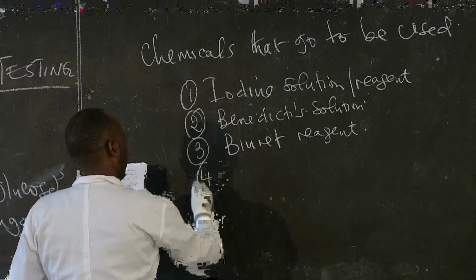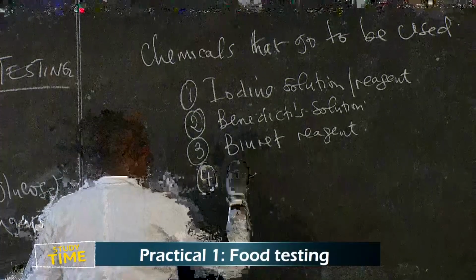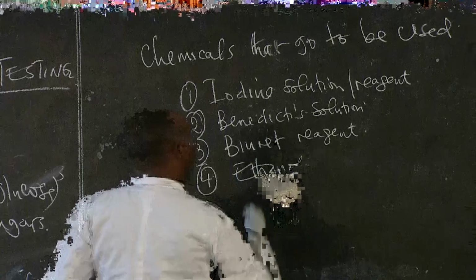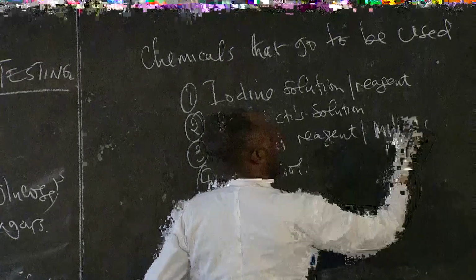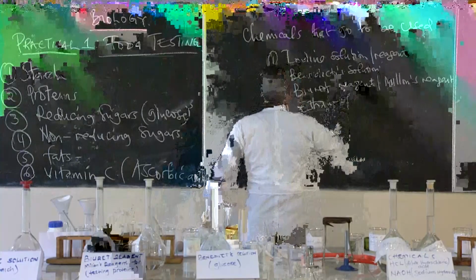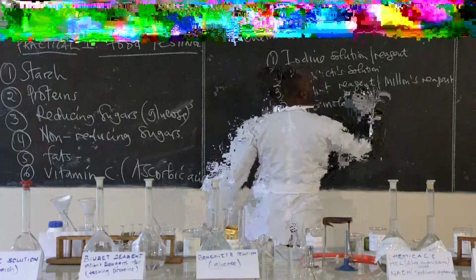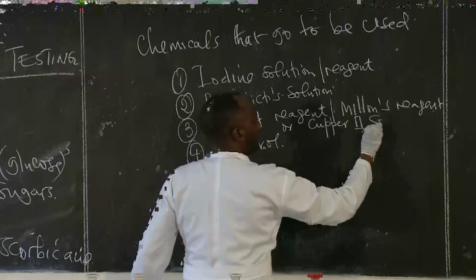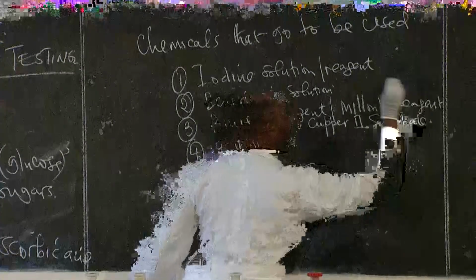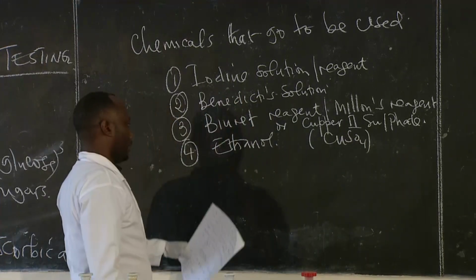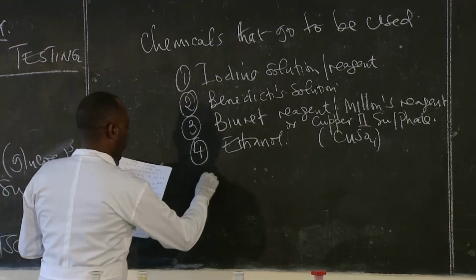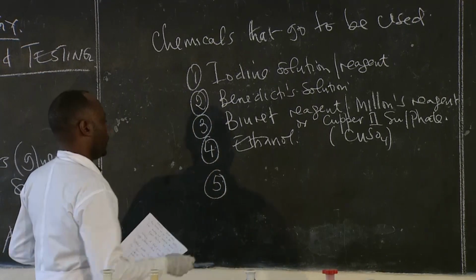Number four, we're going to be using ethanol. Number five, here on biuret, we can use biuret, we can also use Millon's reagent. Or you can also use copper(II) sulfate. As you know, the chemical formula of copper(II) sulfate is written like that. That is the chemical formula.